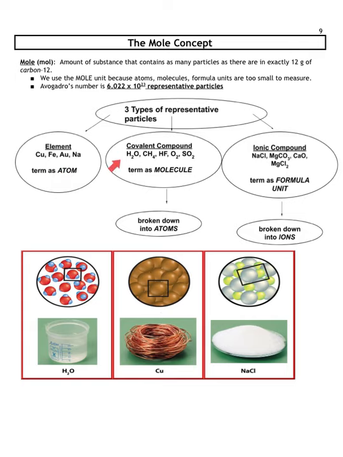Whereas compounds, covalent compounds, we call molecules. These are all nonmetals bonded together, which makes a covalent compound, so we term that molecules. Now molecules can be broken down into atoms. For instance, one molecule of water has 2 hydrogen atoms and 1 oxygen. One methane molecule has one carbon and 4 atoms of hydrogen. So we can break molecules down into smaller units called atoms.